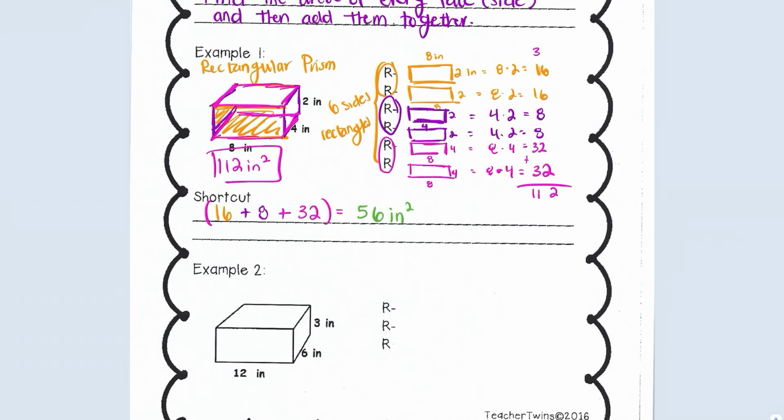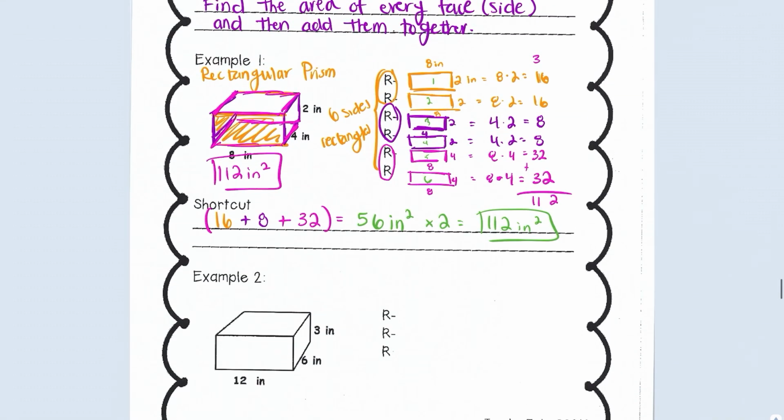56 square inches. And then this kind of saves us some time, right? Rather than drawing out each individual little rectangle, if you know that there are 2 of each of these, what we can do is multiply 56 times 2, and we arrive at the same answer, 112 square inches. Okay, so we're going to try example number 2 with the shortcut.